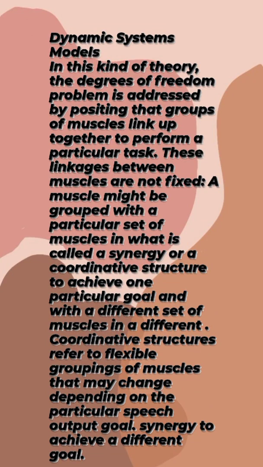In dynamic systems models, the degrees of freedom problem is addressed by positing that groups of muscles link up together to perform a particular task. These linkages between muscles are not fixed. A muscle might be grouped with a set of muscles, called a synergy or coordinative structure, to achieve one particular goal, and with a different set of muscles for another goal.